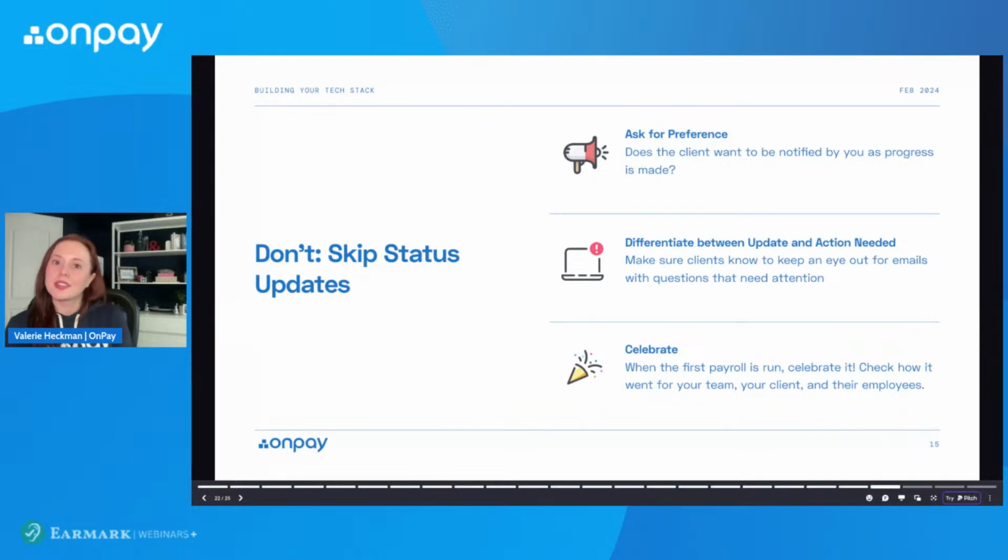And don't skip the status update. So when we think about communication, and it comes to giving a great client experience, find out what your client's preferences are. I've had firms tell me that their clients don't want to be bothered. And then I've had small businesses tell me that they wish that their accountant was giving them more updates along the way, and they hate being in the dark. The best way to navigate this, in my opinion, is to ask.